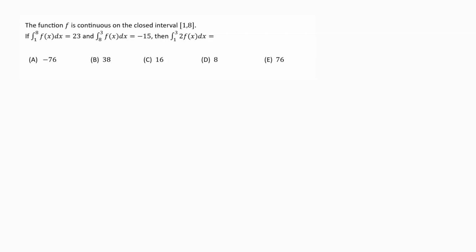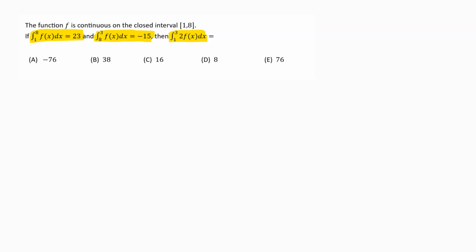In this AP Calculus example, we're being given a few different values for some definite integrals. First and foremost, they're telling us that the integral from 1 to 8 of f of x is going to equal 23. Then they're telling us that the integral from 8 to 3 of f of x would equal negative 15. Based upon that information, they want us to find the answer for what the integral from 1 to 3 of 2 f of x would be.